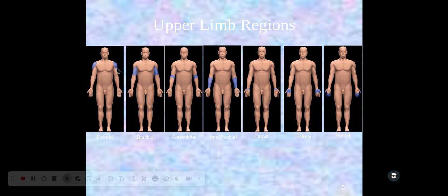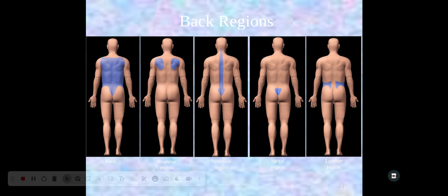Deltoid region. Your deltoid muscle is right there. Your brachial region, your antecubital region. Antebrachial, your carpal region. You got your carpal bones or your wrist bones, right? Palmar region, the palms of your hands. Your digital region, where your fingers are, your digits. Okay, so all of those things make a difference.